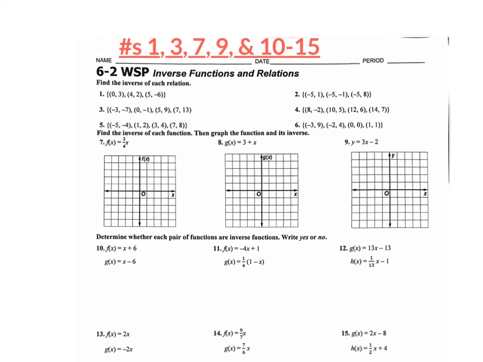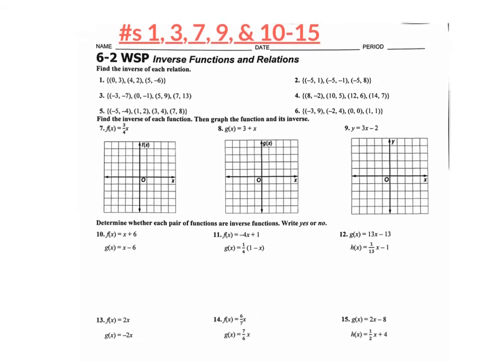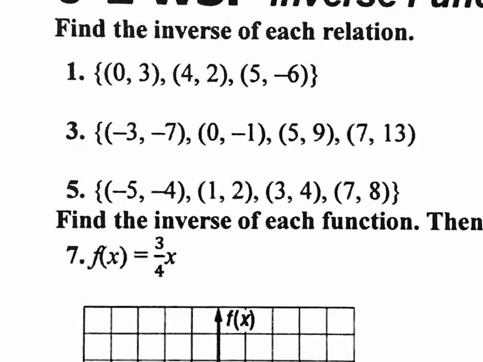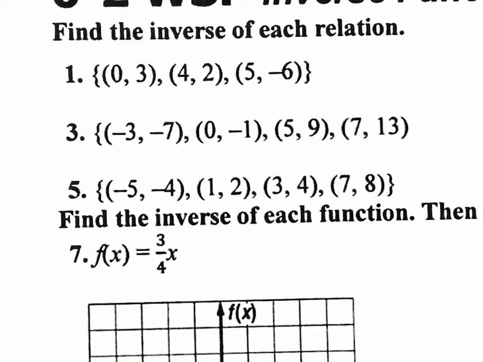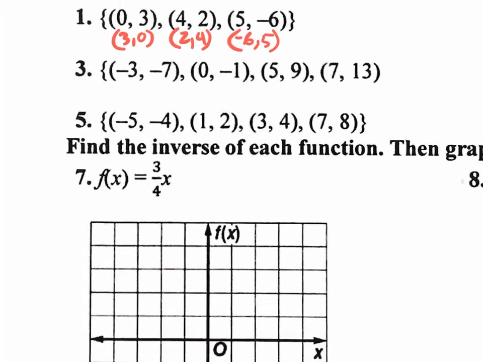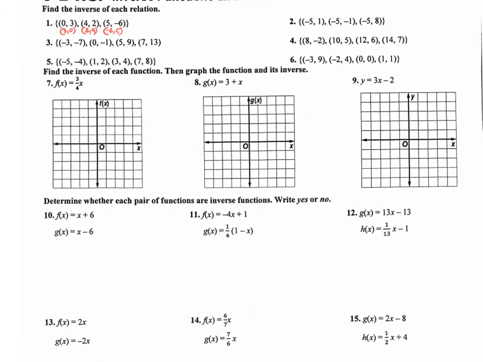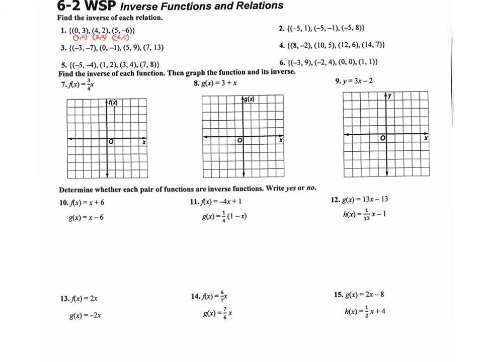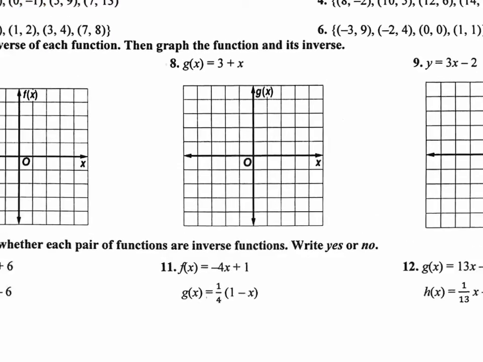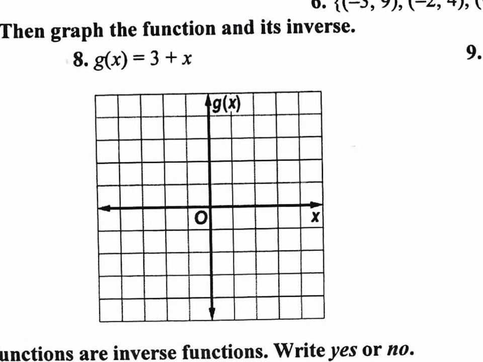So here's our homework. Numbers 1 and 3, it's as easy as switching x and y. So this is 3, 0. This is 2, 4. This is negative 6, positive 5. Boom, I found the inverse. You could do number 3 and you're good. And we're skipping all the way to 7 and 9. I'm not going to do 7 or 9. I'm just going to do 8, and you guys should be able to catch on and do 7 and 9 on your own.